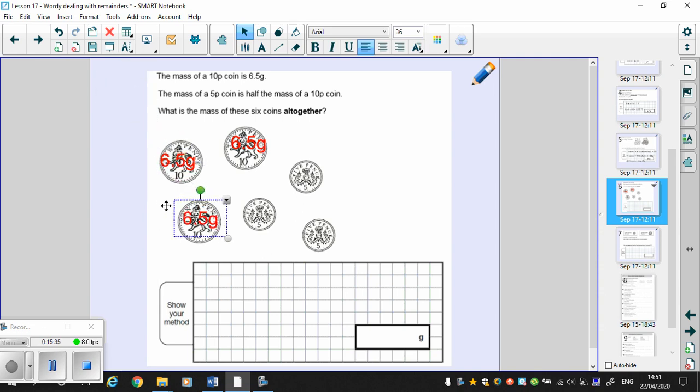So straight away I know how much they weigh. The 5p's are half the mass, so we need to work out half of 6.5 grams, and write that on top of the 5 pences, and then you can work out how much it weighs altogether. If you want to try that question, pause it now, write it down.